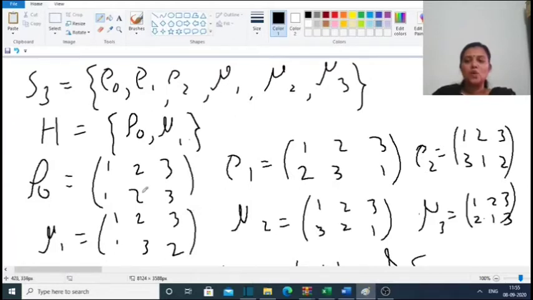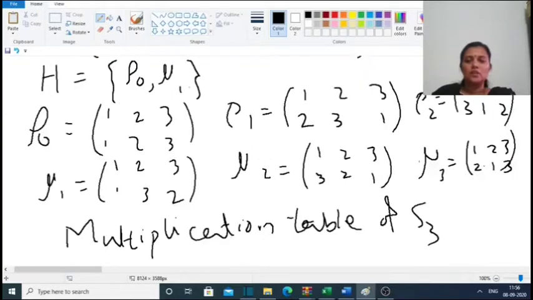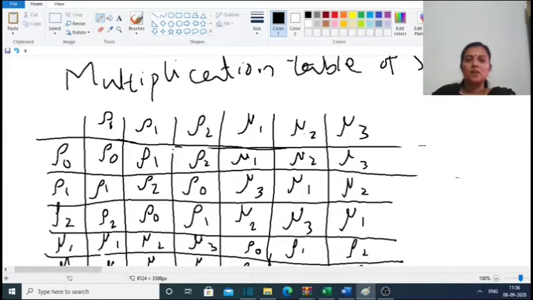First, 3 rotations: 1 2 3 stays 1 2 3, rotating gives 2 3 1, and rotating again gives 3 1 2. Next we have reflections. We keep one fixed and reflect 3 and 2: 1 2 3 goes to 1 3 2. We keep 2 fixed and reflect 3 and 1: 1 2 3 goes to 3 2 1. Mu 3: we keep 3 fixed and reflect 1 and 2: 1 2 3 goes to 2 1 3.